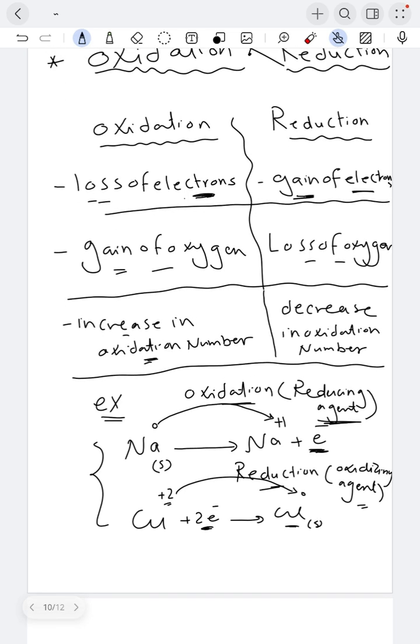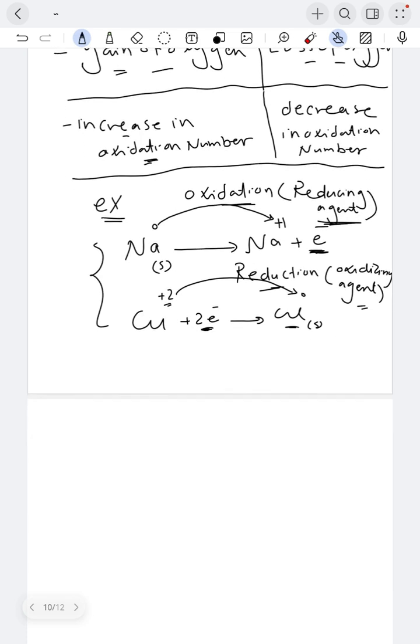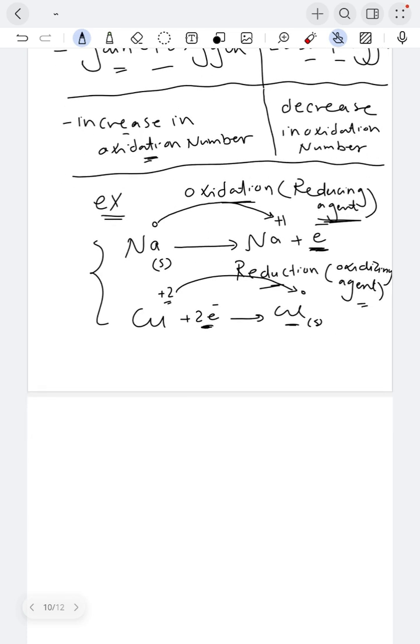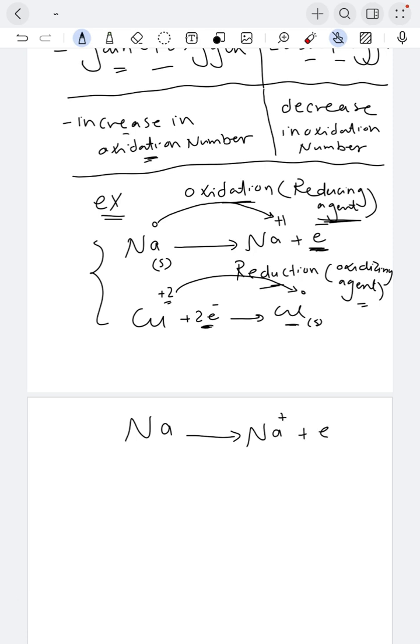Also, I have another thing here: if I have these two equations, how can I add them to each other? I have here sodium, Na producing Na plus plus an electron, and Cu plus 2 plus 2 electrons produces Cu. How can I add these equations to each other? I cannot add equations unless the number of electrons is the same. So how can I make them the same here? How many electrons here? It's only one. Here it's 2. So I can multiply the first equation by 2.